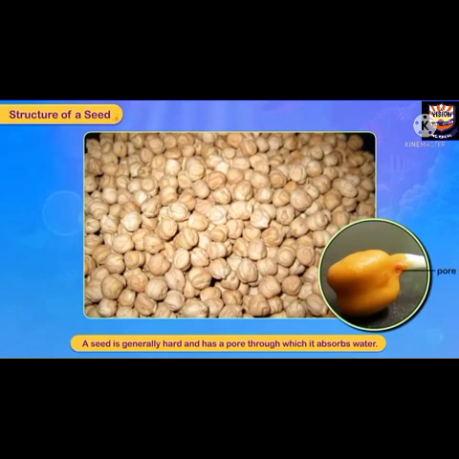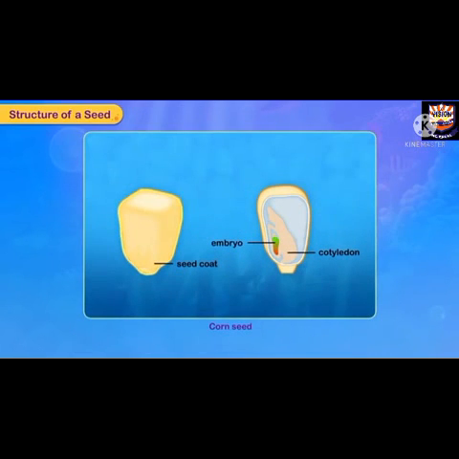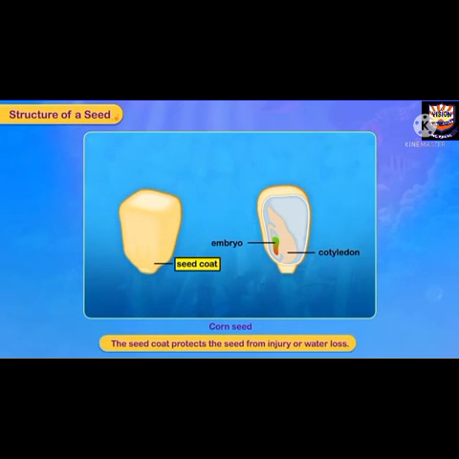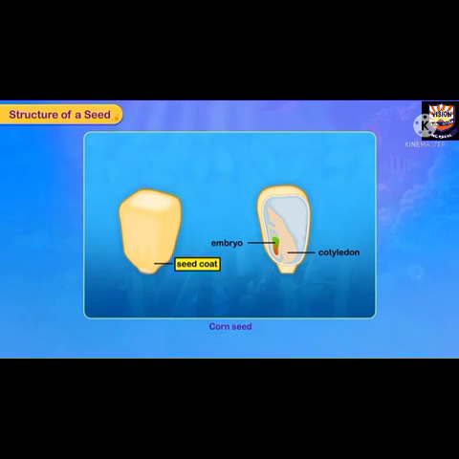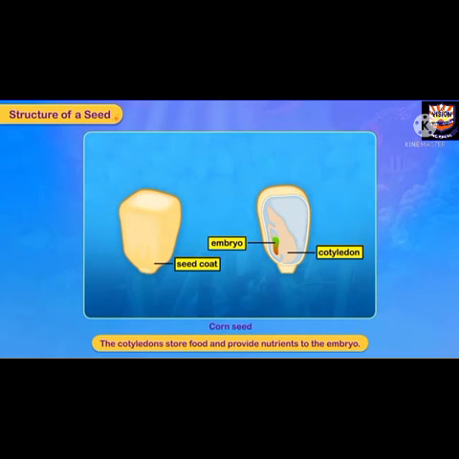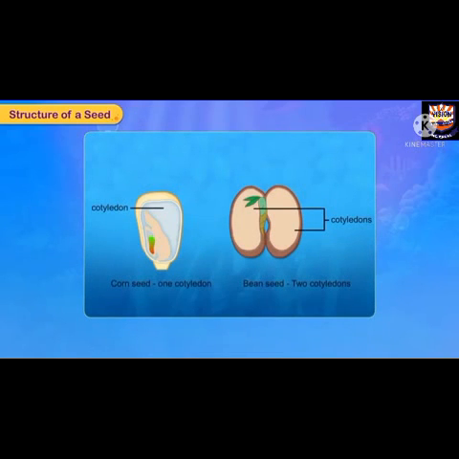Now, coming to the structure of a seed. A seed is generally hard and has a pore through which it absorbs water. The seed coat protects the seed from injury or water loss. This is called the first layer of a seed. The fertilized ovules grow inside the ovary until they develop into seeds. Each seed contains a tiny embryo plant. The cotyledons store food and provide nutrients to the embryo.